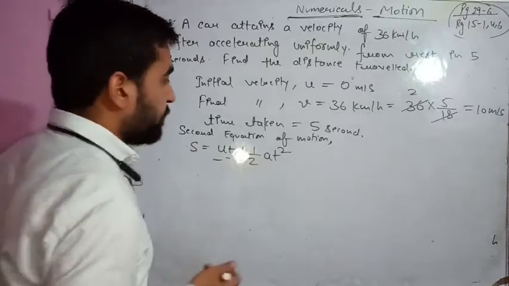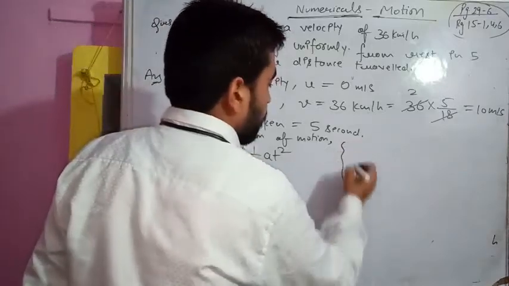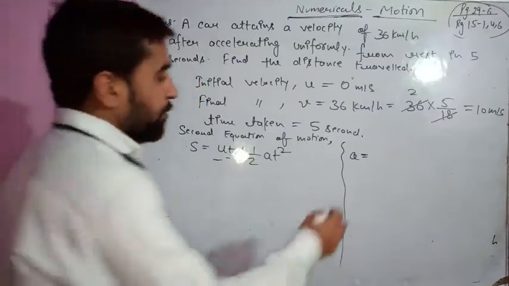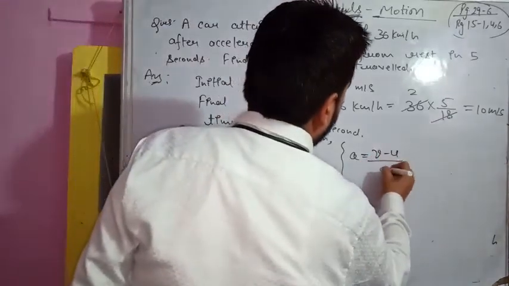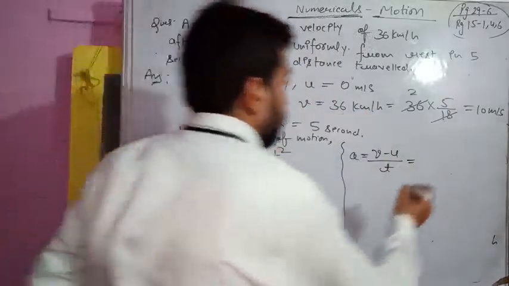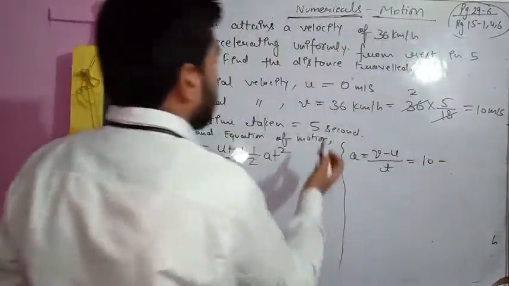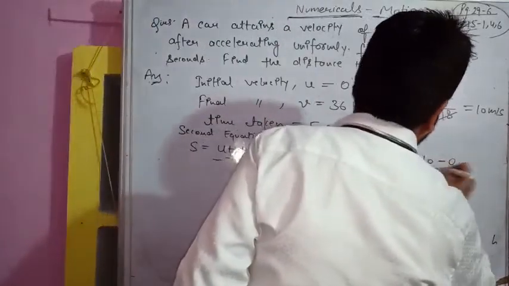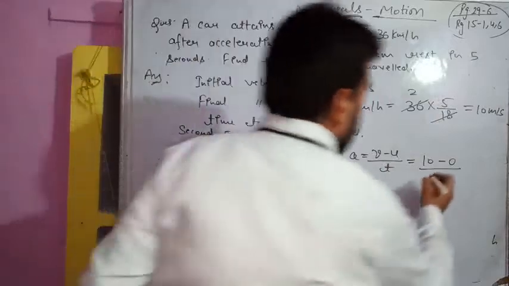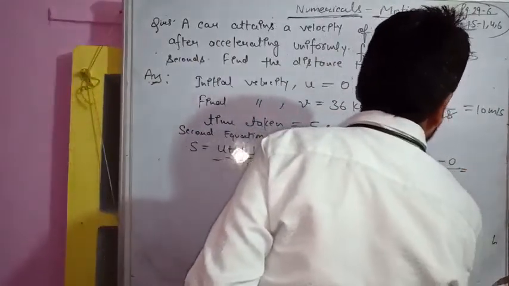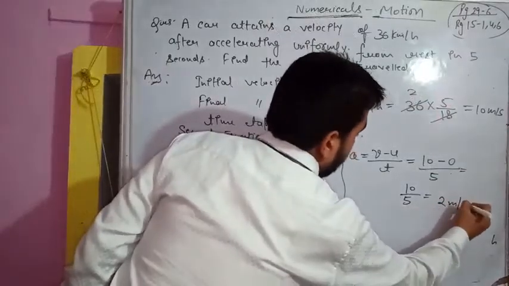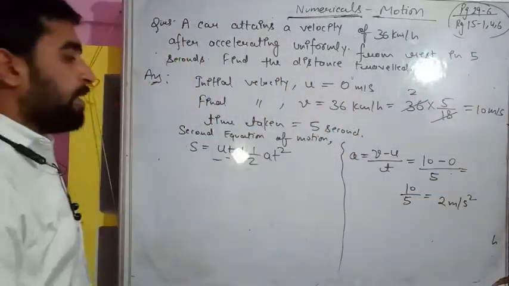So we can calculate the acceleration. No worry for that. What is the formula for acceleration? Acceleration a is equal to change in velocity, v minus u, upon time taken t. So this will be final velocity is 10, initial is 0, upon what is the time taken? Time taken is 5 seconds. So 10 minus 0 upon 5, so 10 upon 5. This will be 2 meter per second square. So this is the acceleration.